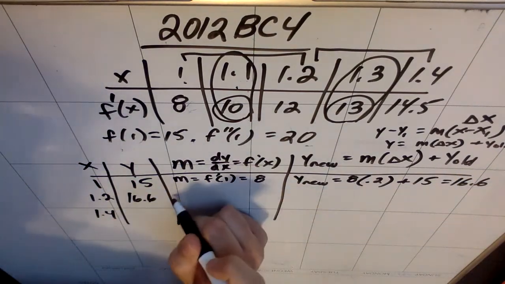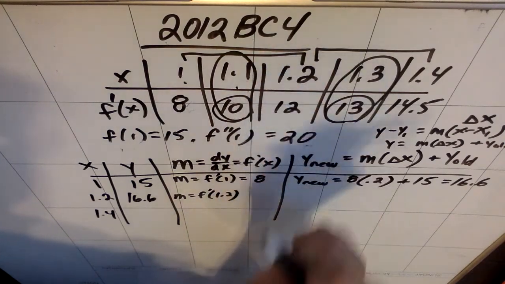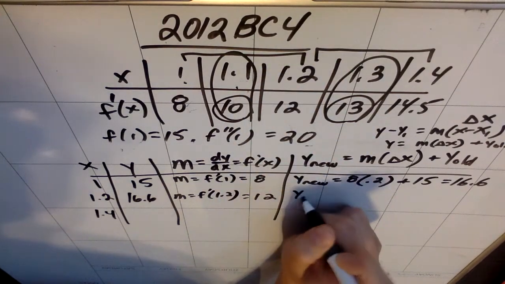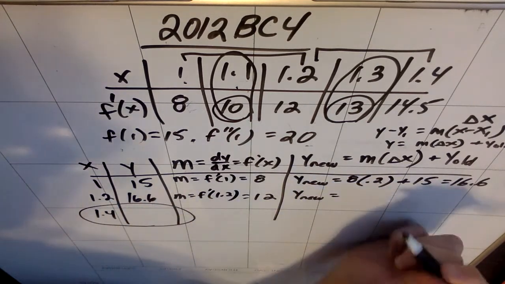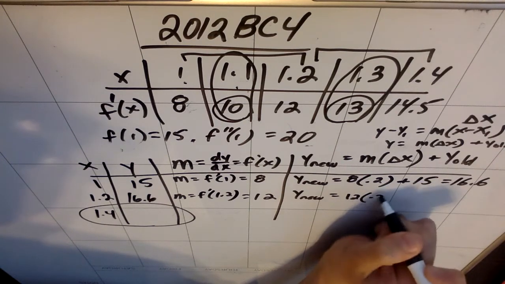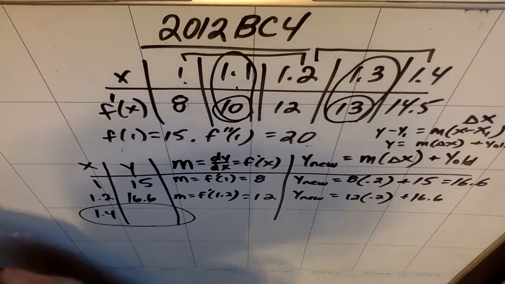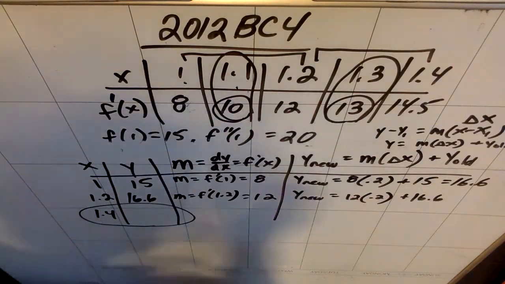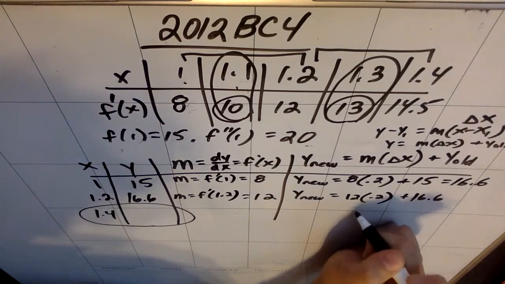Then we do the same thing again. I want m, which is f prime of 1.2. Oh, look, thanks table, that's a 12. So that means my new y, which is going to be my final answer, because this is the final answer that I want, y at 1.4, is going to be the slope, which is the 12, times the 0.2, plus the old y, which is 16.6. This is one of those moments to not be too proud to actually carefully do your math. And 2 times 12 would be 24, so this is a 2.4.